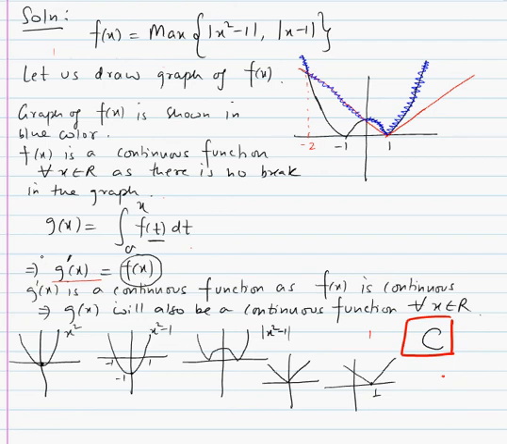So it means g'(x) is also a continuous function. And if g'(x) is a continuous function, it means g(x) is a differentiable function. And if g(x) is a differentiable function, obviously g(x) must be a continuous function. So that is the choice we're going to take, choice C, that g(x) is a continuous function.